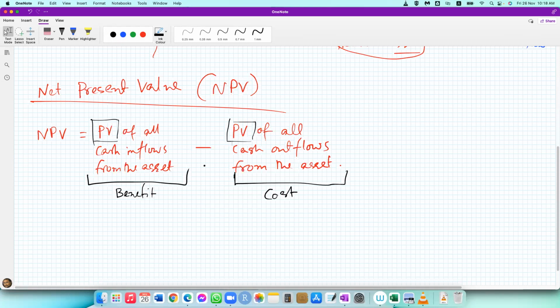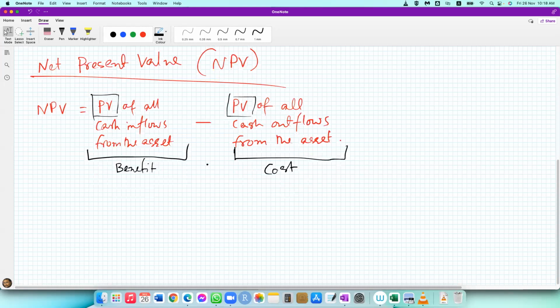Now tell me, if the net present value is negative, what does that mean? Anybody, any answer? No problem. If the net present value is negative, what does that mean? It means that the present value of benefit is more or less than the present value of cost. Less, sir. Yeah, the benefit is less than the cost.